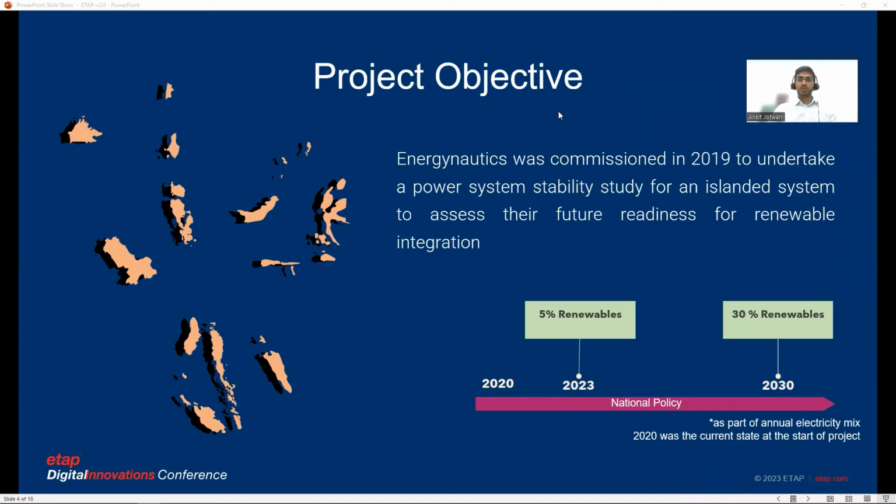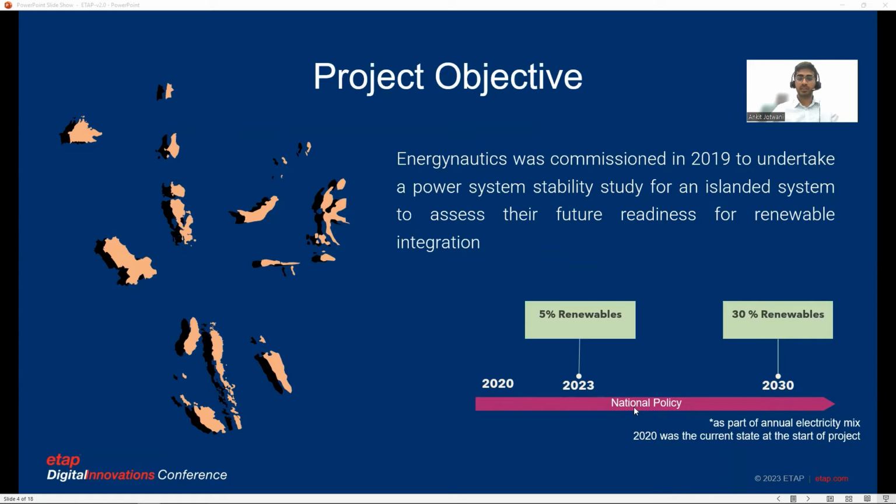The study was commissioned in 2019, and the idea was to assess the system stability for the upcoming renewable expansion. However, due to certain delays, we only picked it up again in 2021. So we still treated 2020 as the base case for the study.